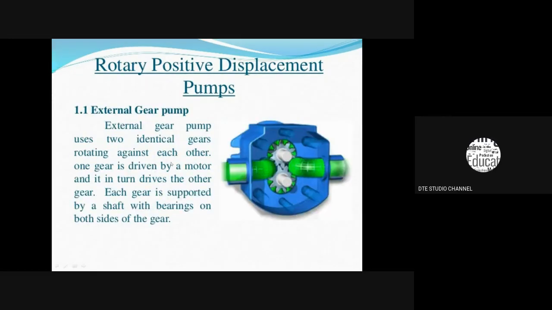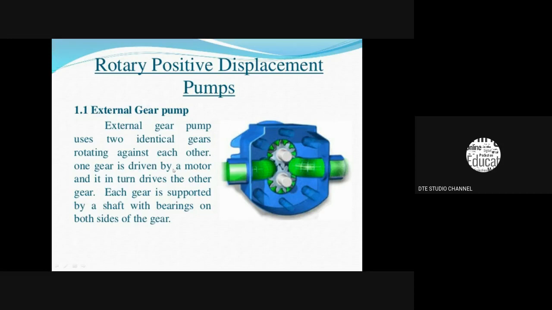The figure shows a schematic diagram of external gear pump. It uses two identical gears. Identical gears is nothing but if driving gear is a spur gear, driven gear must also be a spur gear. If suppose a driving gear is a helical gear, driven gear is also helical gear. There must be two identical gears which are rotating against each other.